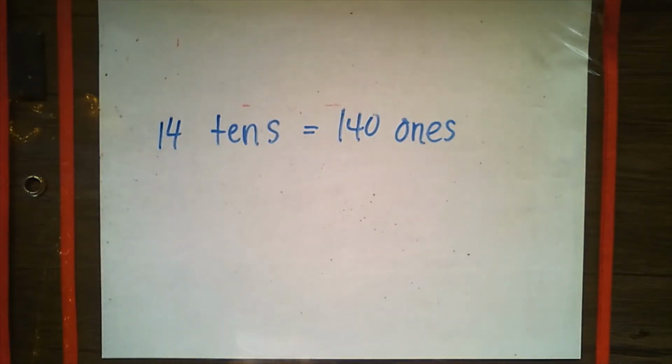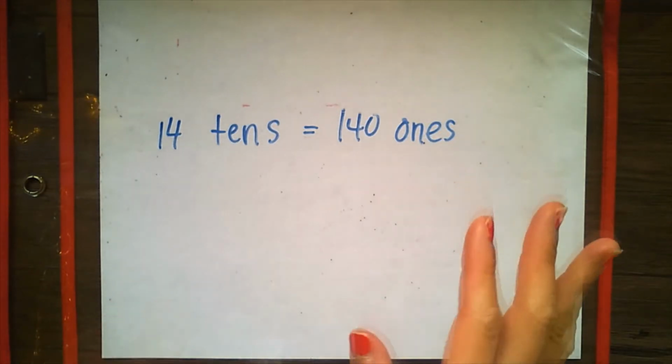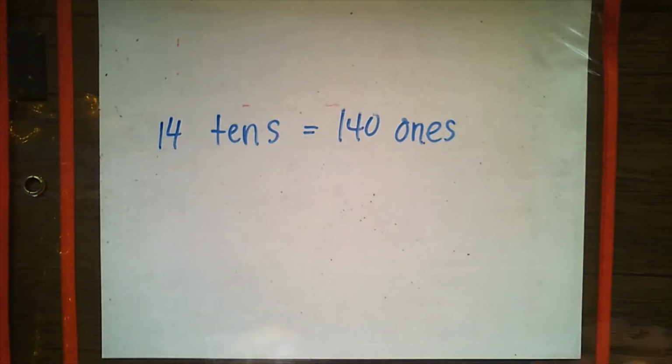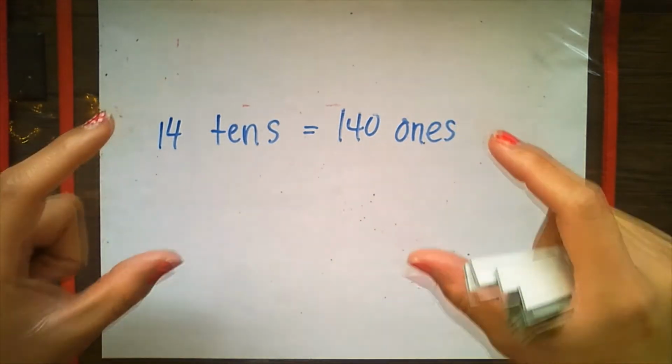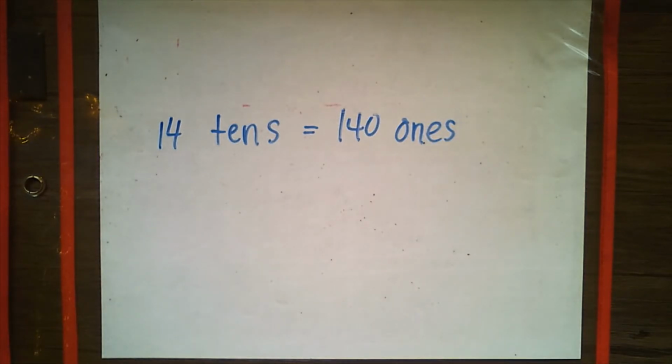All right, my friends, welcome back. So, I hope you had a good discussion with your friend or your family member. Now we're going to talk about why 14 tens equals 140 ones. Why that's true. So 14 tens equals 140 ones.